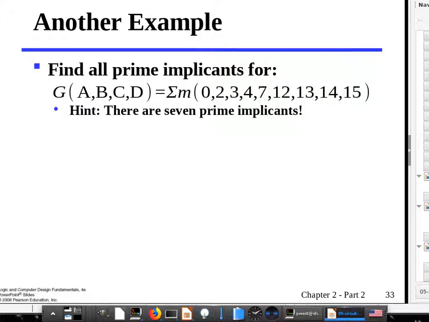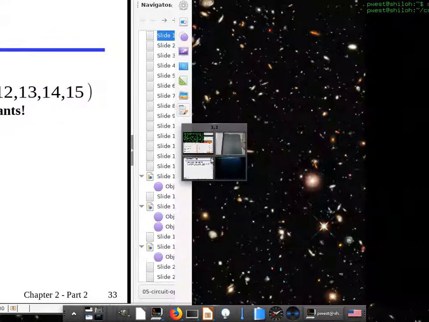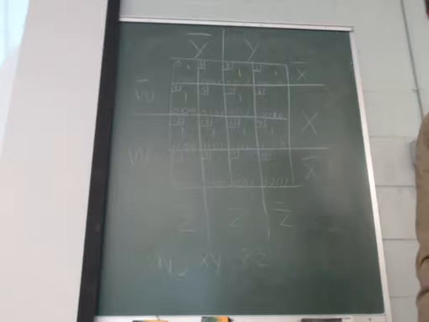All right, here we go. Let's see if we can find all 7 of them. 0, 2, 3, 4, 7, 12, 13, 14, 15. Did I do that right? Okay. There are 7 prime implicates. Ooh. Okay.